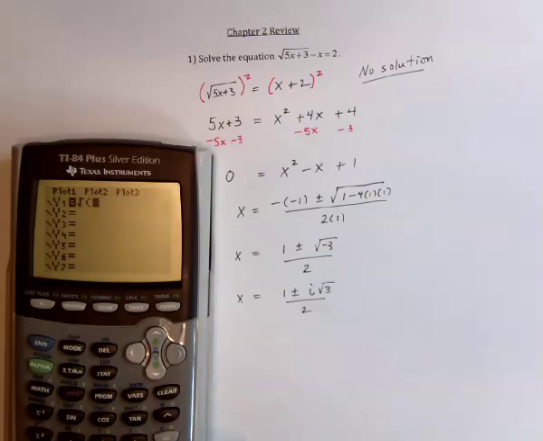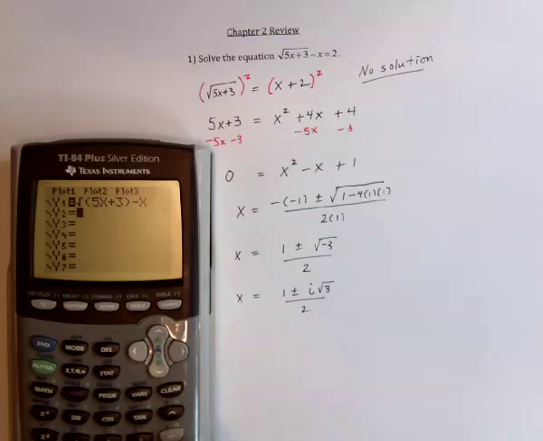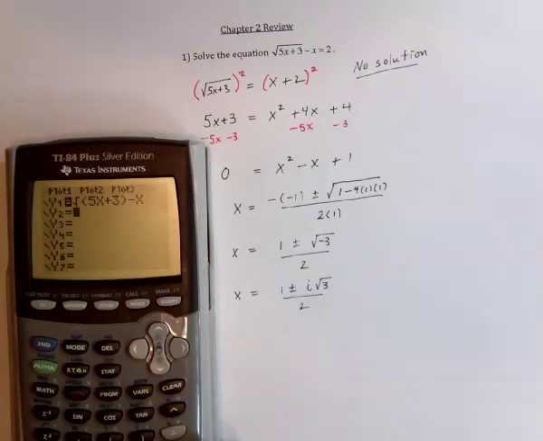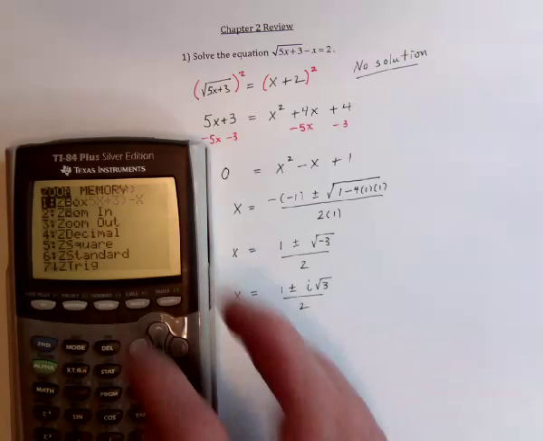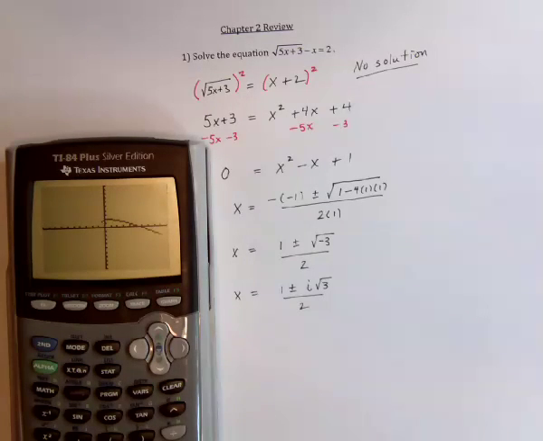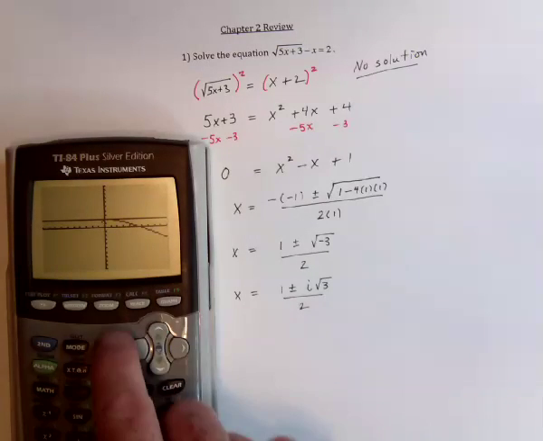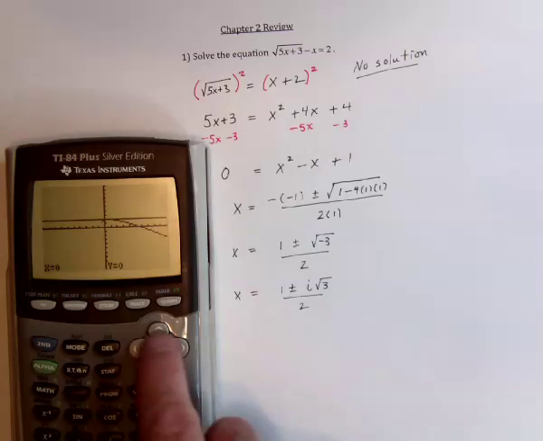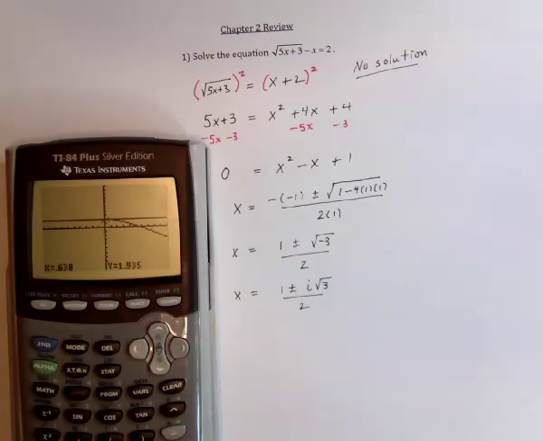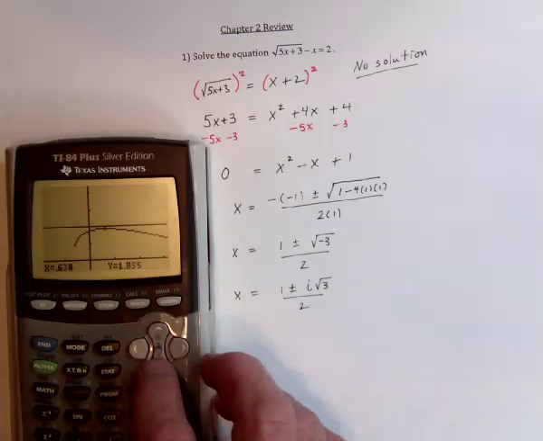So graph the square root of 5x plus 3 minus an x. So always go back to the original equation and graph that. And then when is that equal to 2? And there should be no place where the two intersect. Oh my, it looks like they do intersect right there. Let's just double check. Zoom in to this area where it looks like they're intersecting. Wow, that's a close one, but no, they do not intersect.